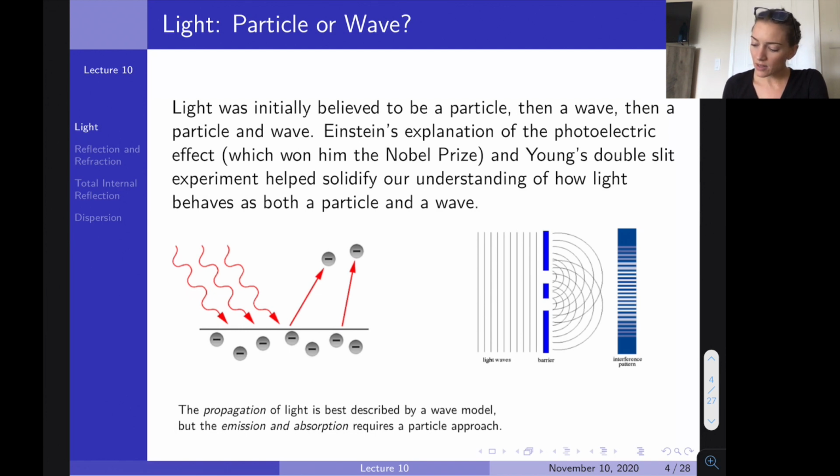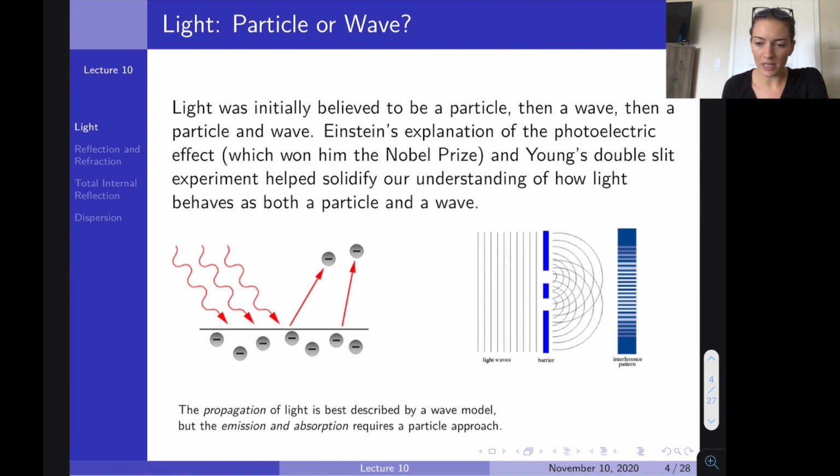Then we had Thomas Young, and I think we will talk more carefully about this experiment when we do diffraction. He basically came up with an experiment. He shot two beams of light through two slits and showed that they interfere like waves would. So now we have these two experiments that basically show that light is both a particle and a wave.